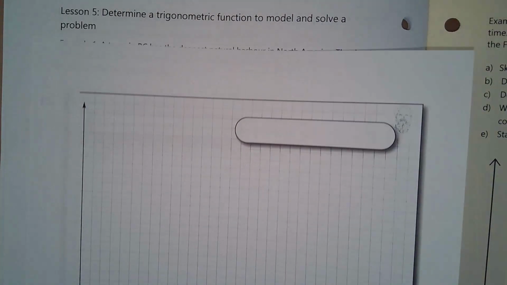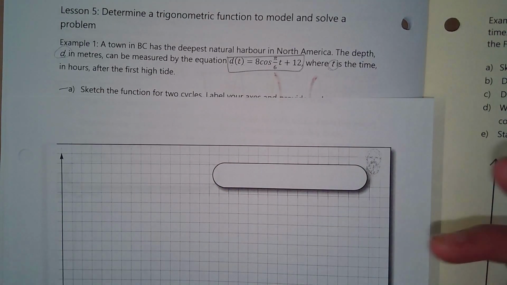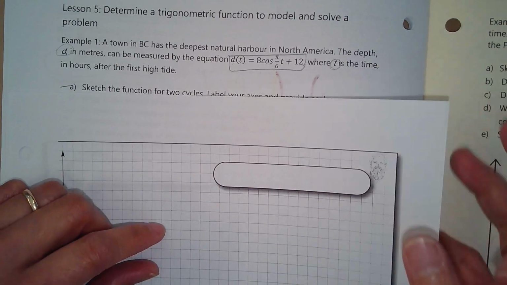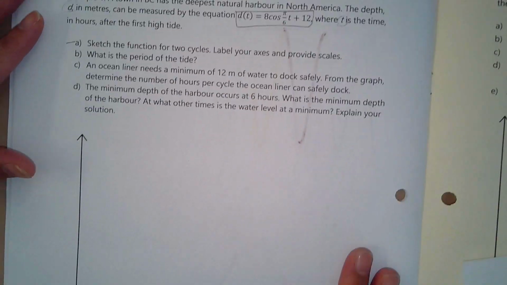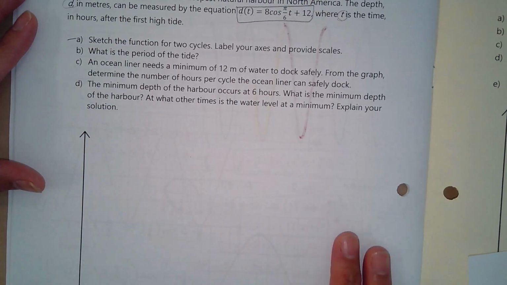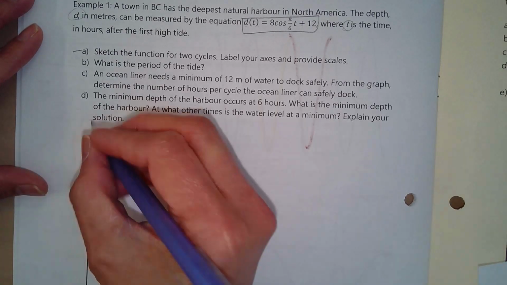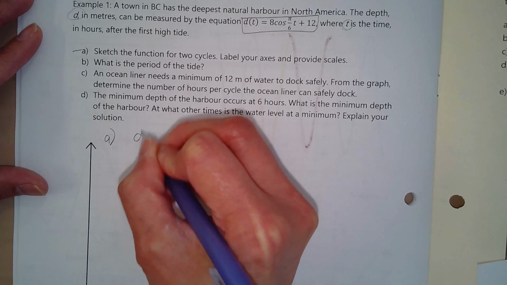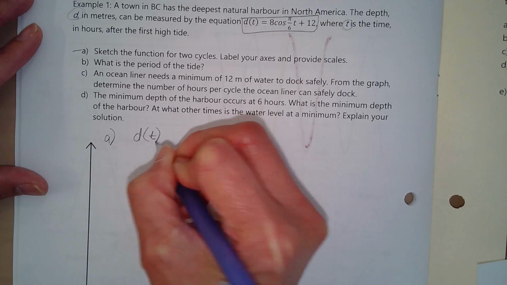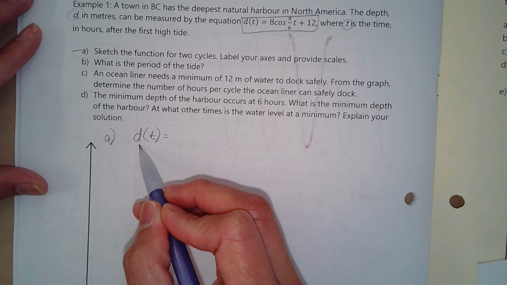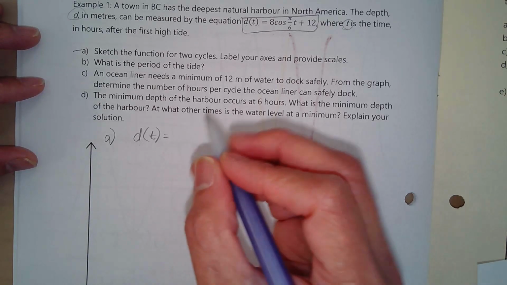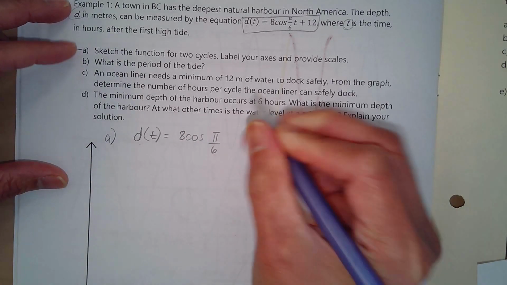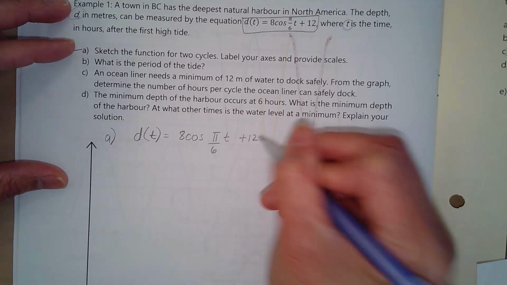Now, before I start on the graph, I want to make sure that I have all of the information that I need here, okay? So let's see here. I'm going to use this space to figure out the important information. So letter A, I'm going to do A here. So d is the depth as a function of time. As time changes, the depth changes, right? It is equal to 8 cos pi by 6 times t plus 12.